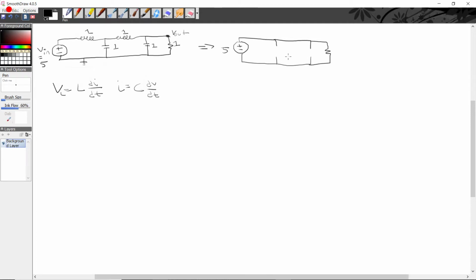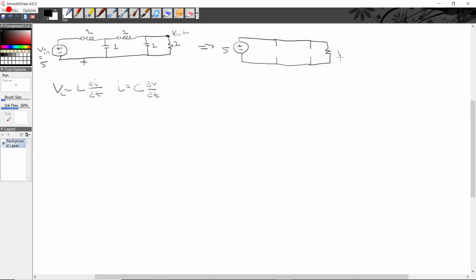And these facts should be apparent to you after taking an E&M class. You guys should remember that for DC sources at steady state, capacitors act like broken wires and inductors act like shorts. So if you guys don't remember that, just go brush up on a little bit of your E&M stuff just to understand why that's the case.